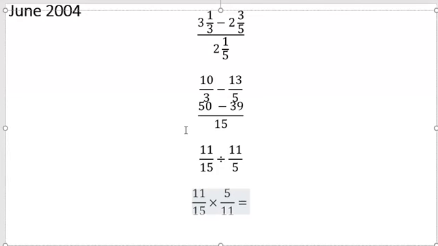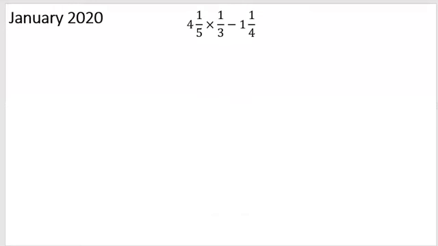So I can go ahead and simplify and say 11 into itself goes 1 time, 11 into itself goes 1 time, 5 into 15 goes 3 times, 5 into itself goes 1 time. So what I have is 1 times 1 to give me 1, and 3 times 1 to give me 3. So my answer for June 2004 is 1 over 3. So now we are at January 2020.